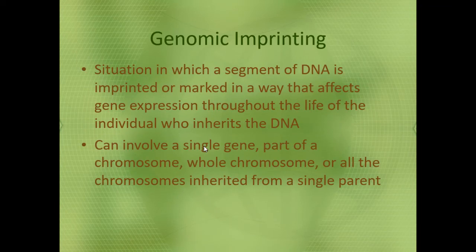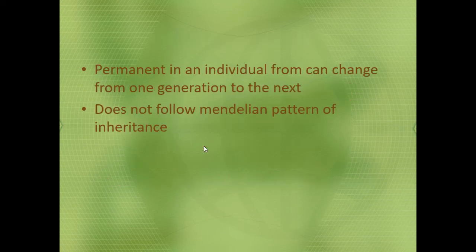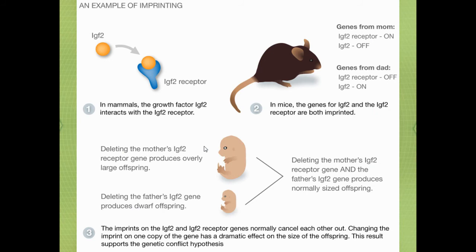Genomic imprinting is a situation in which a segment of DNA is imprinted or marked in a way that affects gene expression throughout the life of the individual who inherits the DNA. It can involve a single gene, part of a chromosome, a whole chromosome, or all the chromosomes inherited from a single parent. It's permanent in the individual, but it can change from one generation to the next, and it does not follow the Mendelian pattern of inheritance. In fact, nothing with complex inheritance is going to follow Gregor Mendel, who we idolize for being the father of genetics.